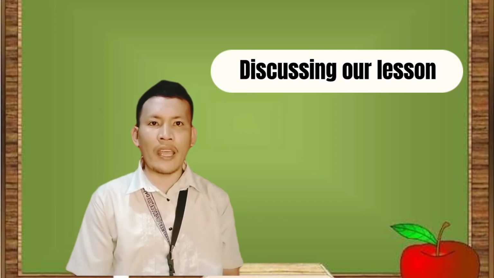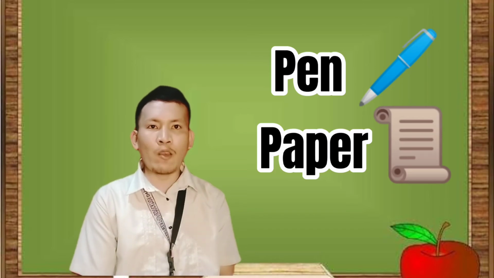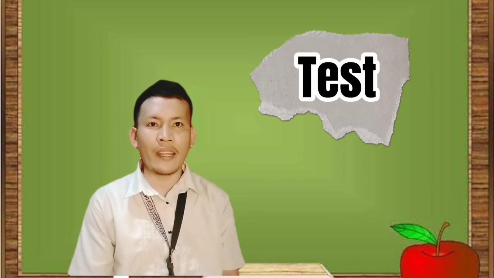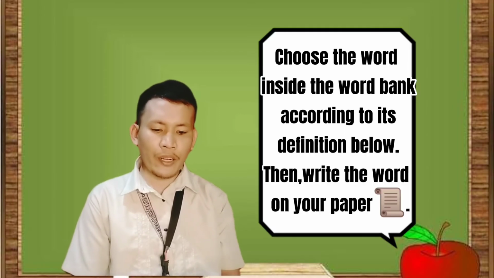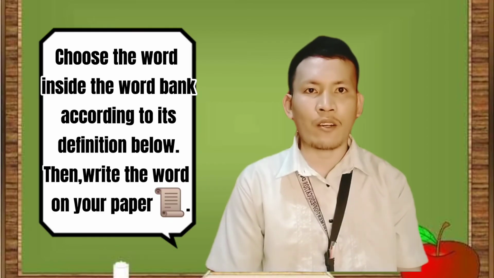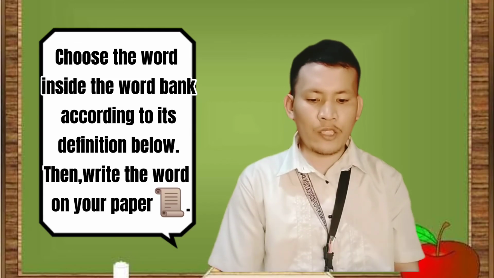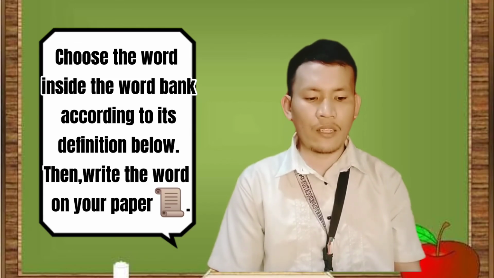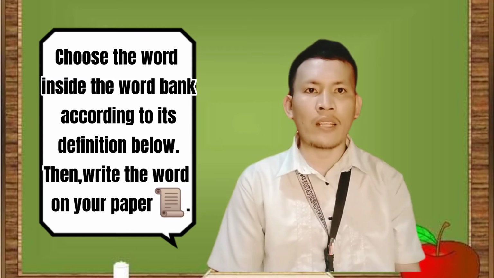Now, we have just finished discussing our lesson. To check if you really understand the things that we have discussed today, I want you to get your own pen and paper because we will be having a test. Are you ready? Good. So I will be reading the instruction twice. Listen carefully. Choose the word inside the word bank according to each definition below. Then, write your answer on your paper. I'll repeat. Choose the word inside the word bank according to each definition below. Then write your answer on your paper.